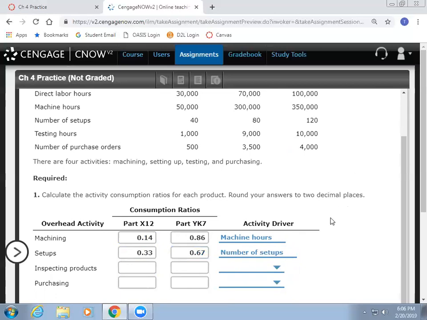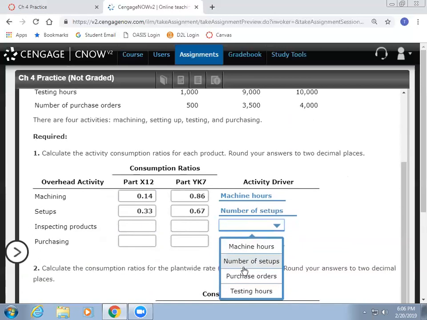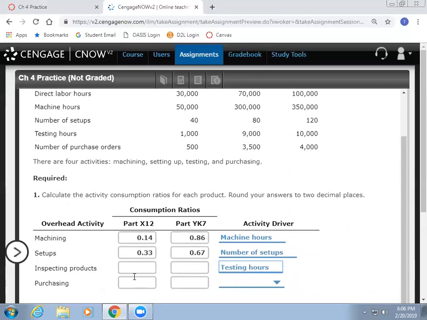And we do the same for inspecting products. That's going to be based on activity driver of testing hours. So 1,000 divided by 10,000, well, that's pretty easy, right? That's just 0.1. We can do that one. So then the second part would be 0.9. I like it when they give us easy ones, right?